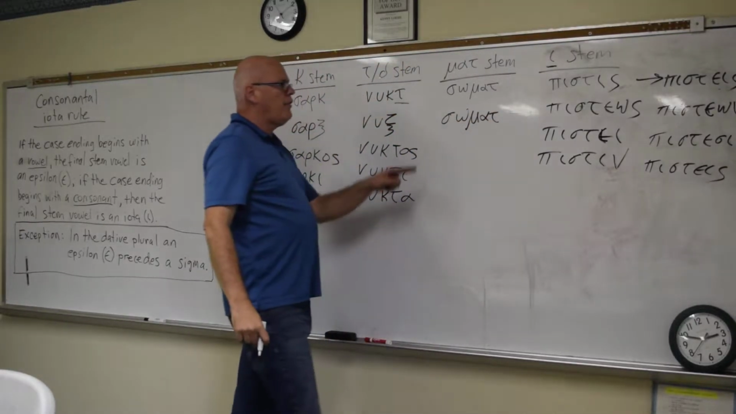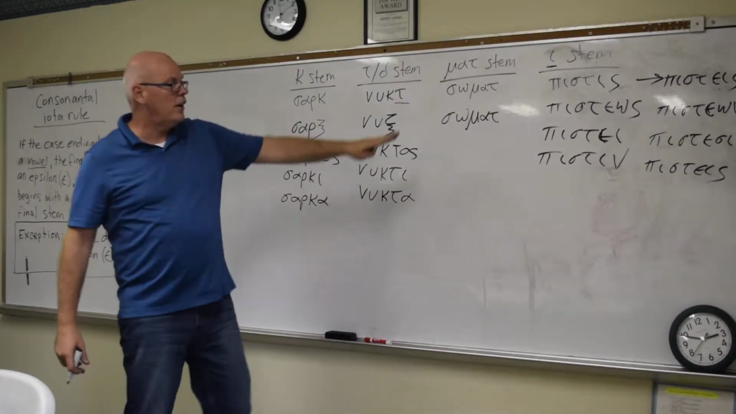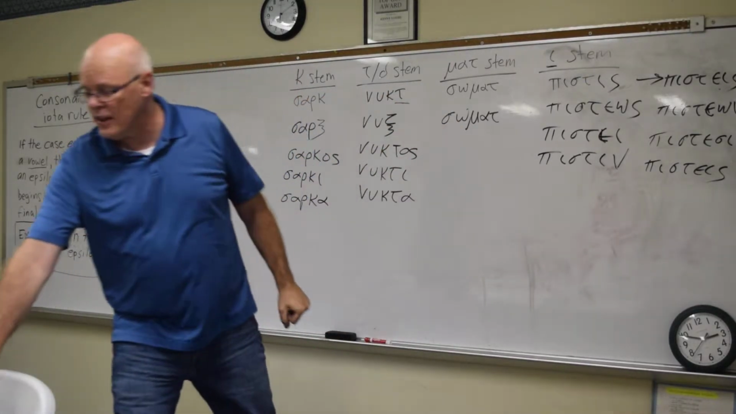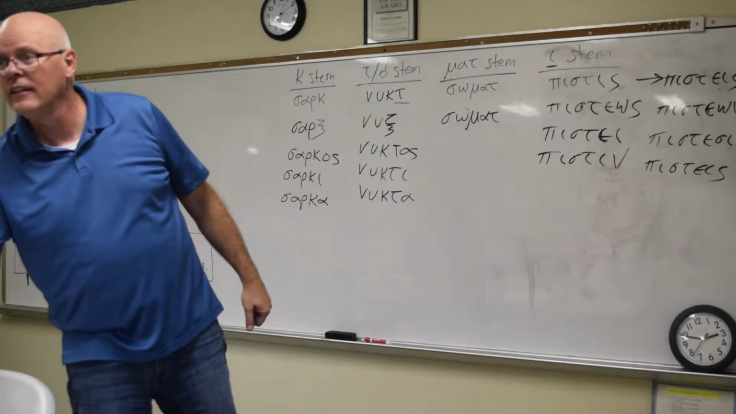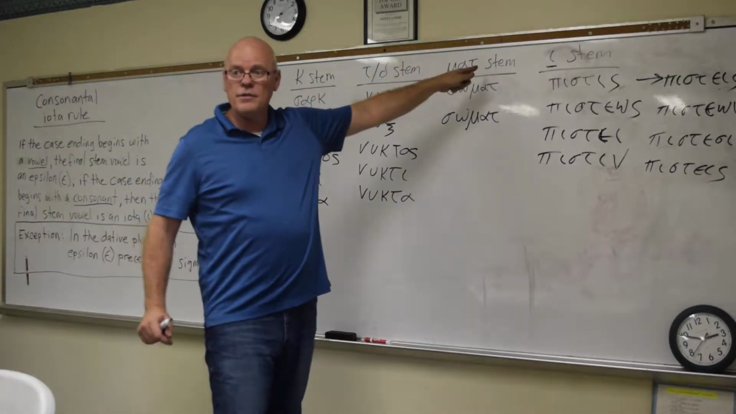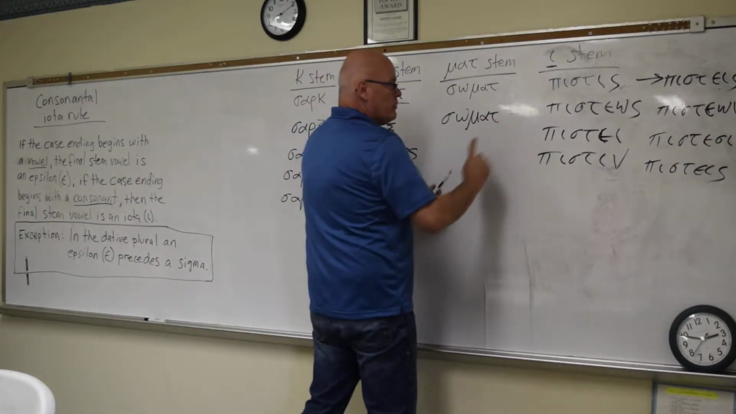So when I do this, the somot, if I want to make that into a nominative, okay, this is a little different because on the mot stems you do not use a sigma. You don't use anything. It's blank. See that blank? The blank is for the mot stems. So it's just a blank.